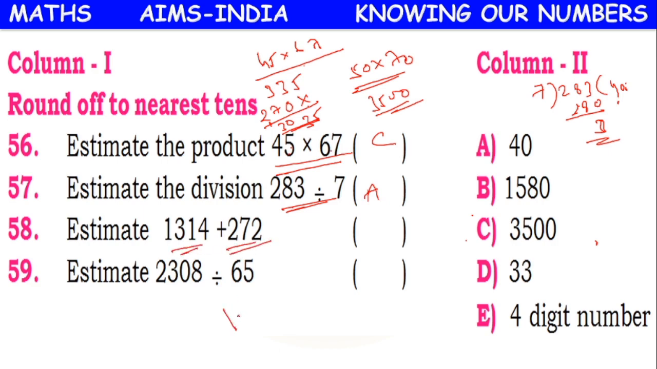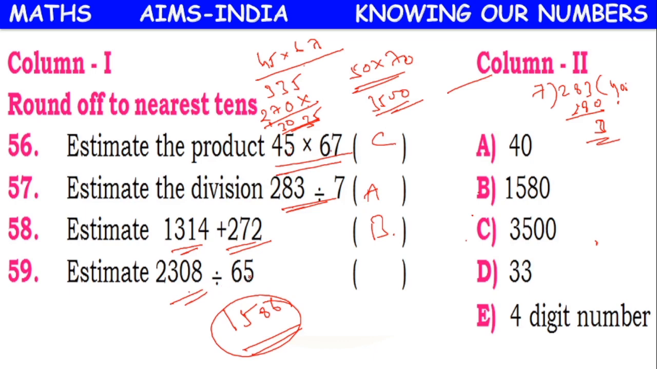Estimate 1314 plus 272. How much? 1586. So estimate, how much? B, 1580 we can take. So next, just approximately we are taking the answers based on the options. If it is given like a question, you have to do the complete steps. Just approximation we have taken here.